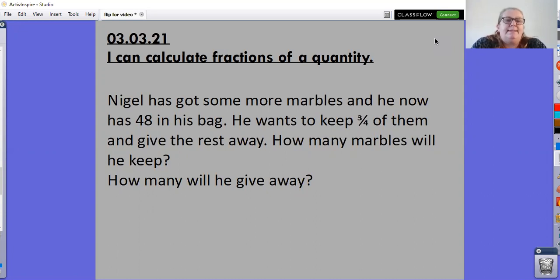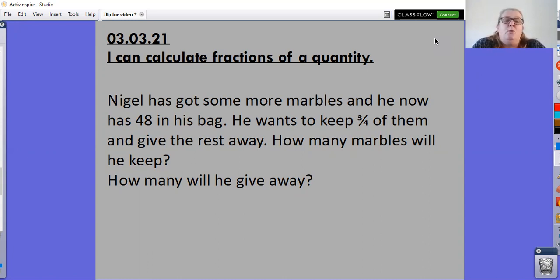Today we are calculating fractions of a quantity. So again, we're finding out a fraction of an amount, but this time they might not be simple fractions. They may be a bit more complicated. They're probably not unit fractions but non-unit fractions. So this is the question I want you to have a go at first of all.